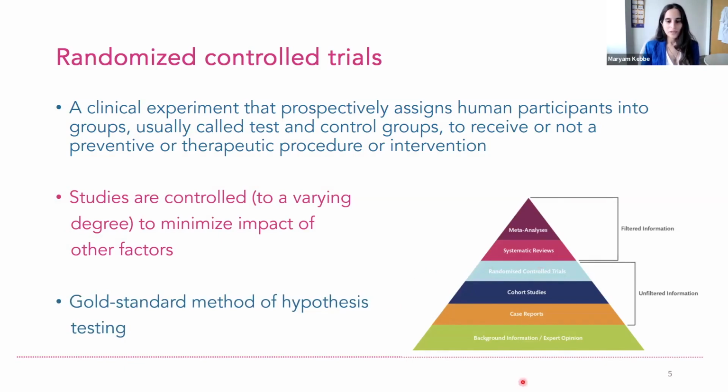As you see in this hierarchical figure over here, you have randomized controlled trials being on the top of the ladder of what they call unfiltered information, so more on the primary research side. After which you would have your systematic reviews and meta-analyses that would quantitatively synthesize and consolidate evidence from RCTs or other study designs as well.